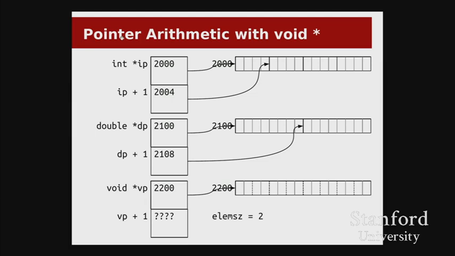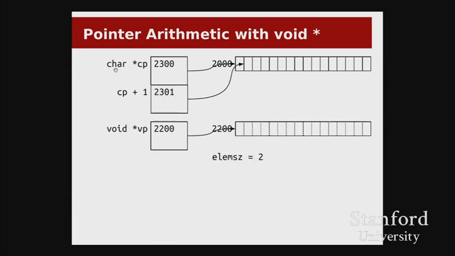Now we want to talk about what the workaround is. How do we do arithmetic? Because we really do want a pointer that points to this element and a pointer that points to this element. Well, let me show you one other type of pointer. Here's a char star. We talked a little bit about the size of a character. Oh, I forgot to update the number. Okay, sorry, this should be 2300.